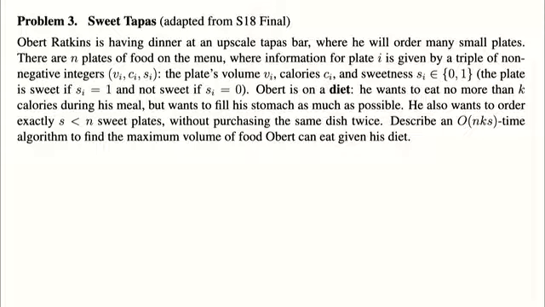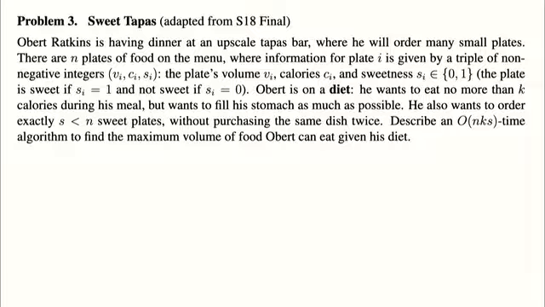he's on a diet, but he has a dinner at an upscale tapas bar where he's going to order many small plates. There are n plates of food on the menu, where each plate has certain information. It has a volume, a number of calories in that dish, and a sweetness label, basically 0 or 1, whether it's sweet or not. He's on a diet, and he wants to eat no more than K calories during his meal, but wants to fill his stomach as much as possible because he wants to feel full. So he wants to maximize the volume that he fills, while restricting the number of calories.